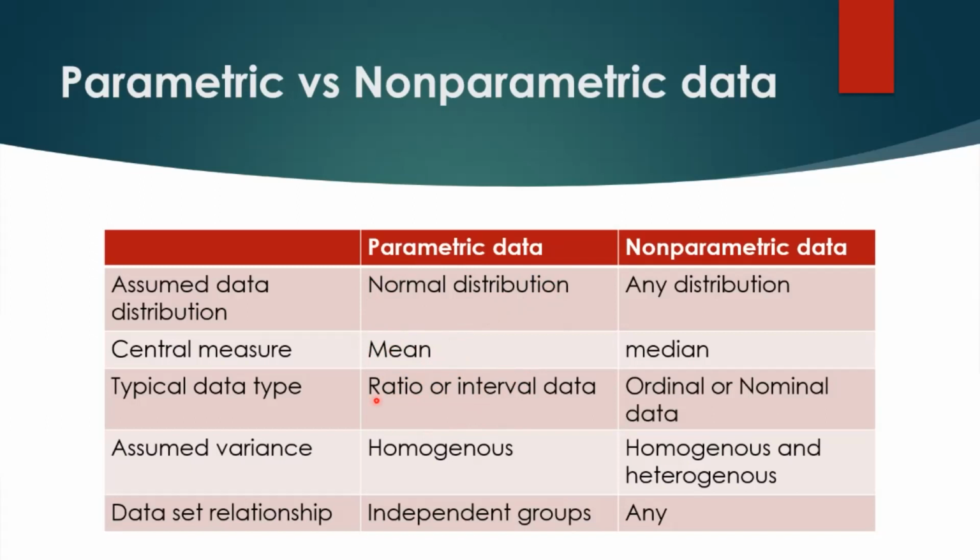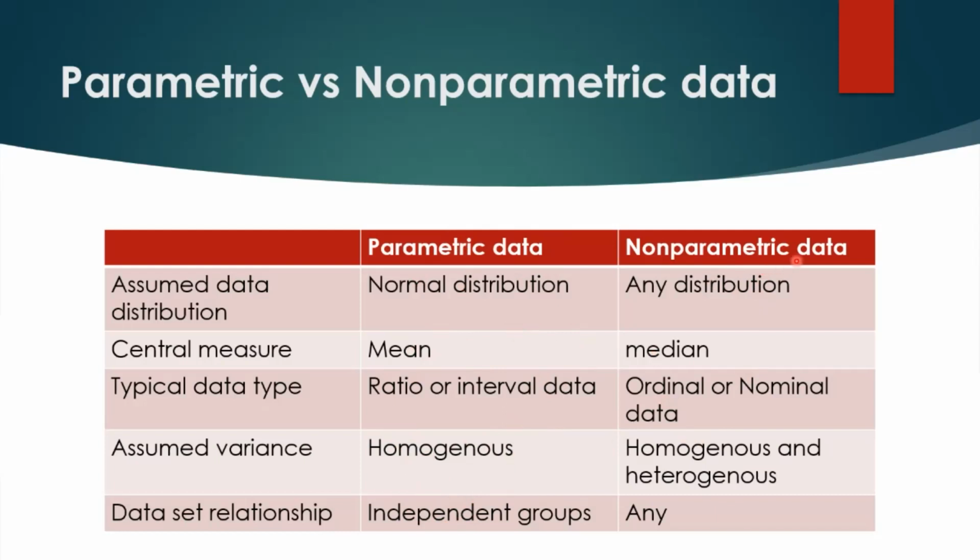Like 0.1, 0.2, 0.3, and then homogeneous variance. We assume that they have a unified variance for the whole group. And then our groups or factors must be independent if we want to do parametric data analysis, like the ANOVA or the t-test. All these assumptions or parameters must be taken into consideration.